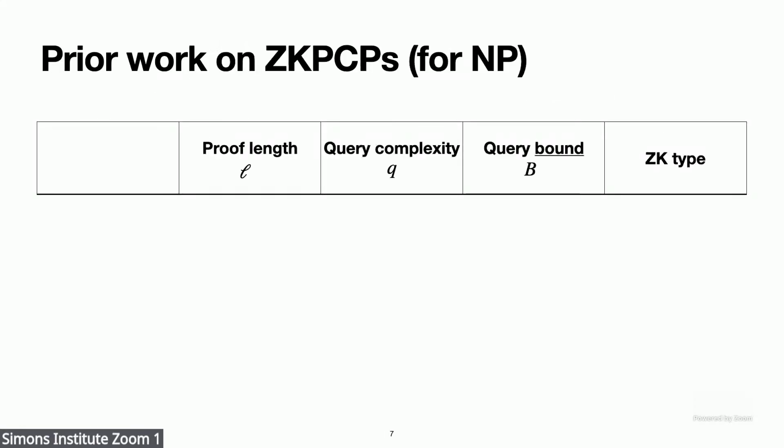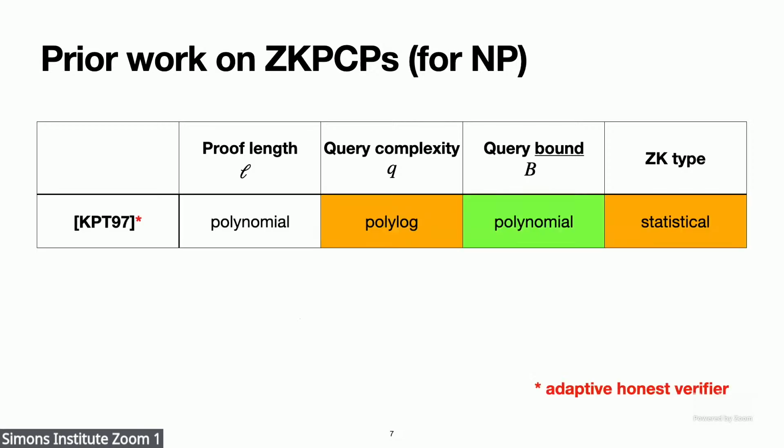Okay, so what was known prior to our work? The original paper that introduced zero-knowledge PCPs was KPT-97, Killian, Petrank, and Tadish. They have a PCP for NP with polynomial proof length, polylogarithmic query complexity, statistical zero-knowledge, and this query bound can be any polynomial. What I mean by this is that first you set the query bound B to be some polynomial that you fix, and the proof length will be some polynomial in that. So that's the order of quantifiers here.